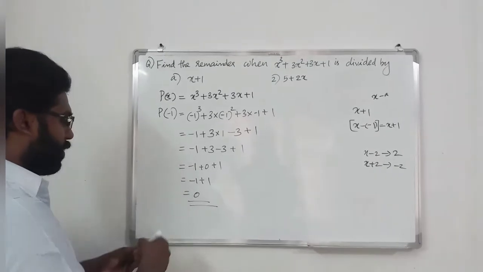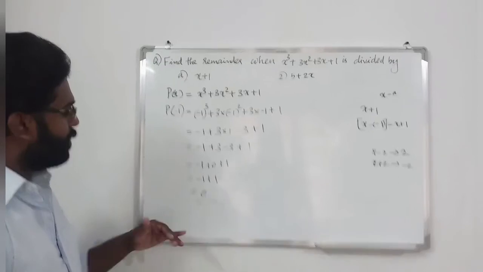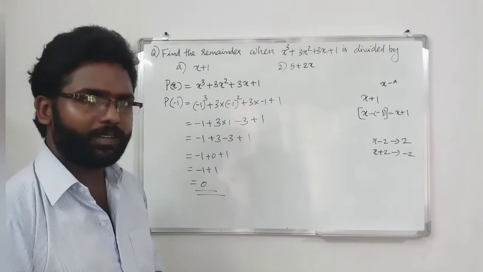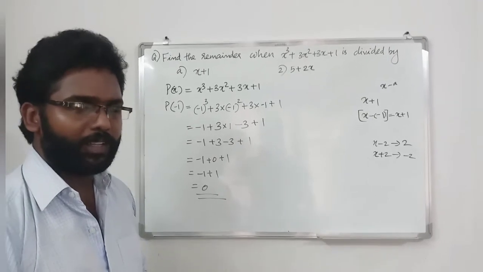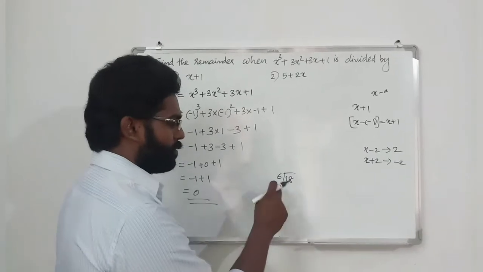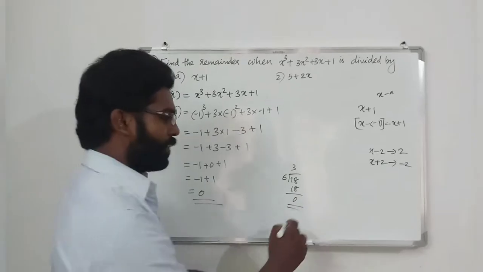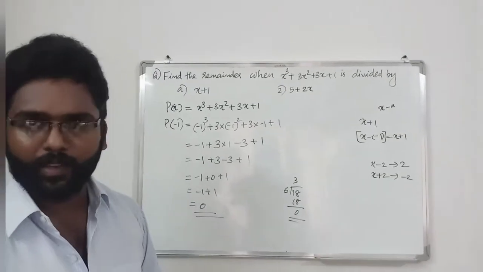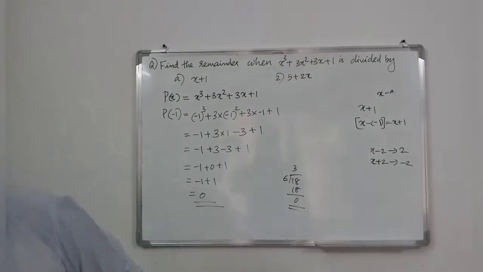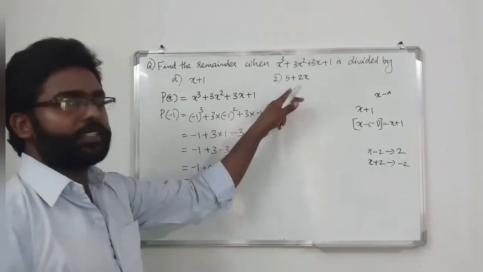If the remainder is 0, we can say something. What? When a number is divided by another number and the remainder is 0, for example 6 divides 18, 3 sixes are 18, then we can say that 6 is a factor of 18. We'll do this in the factor theorem. Okay, on to the next question.